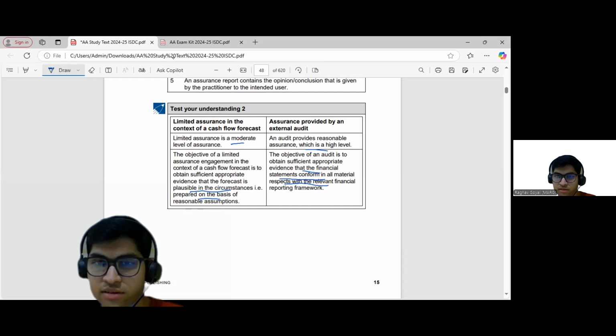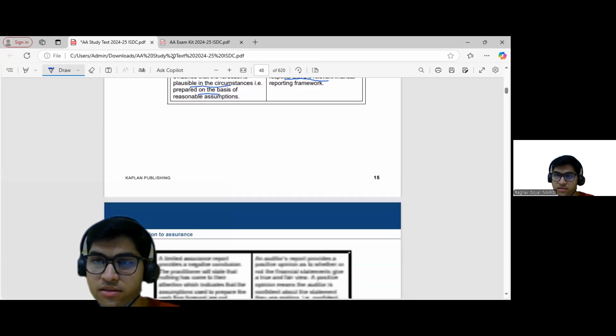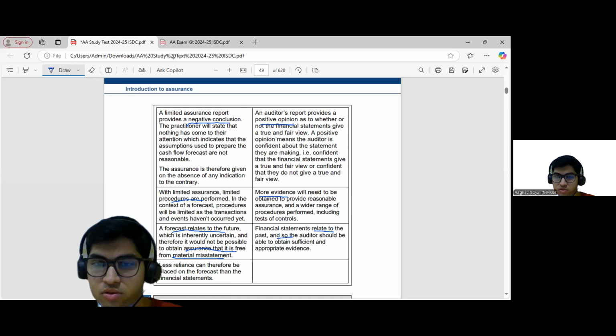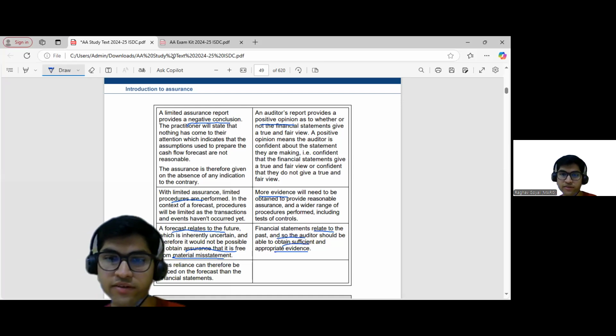The FS conform in all material respects. It gives a negatively worded conclusion. It's a positive one. Here, limited procedures are performed. More evidence will be needed. Forecast, as I said, relates to the future, which is inherently uncertain. It would not be possible to obtain an assurance that is free from material misstatement. Fine, FS are historic, so the auditor should be able to obtain sufficient and appropriate evidence.